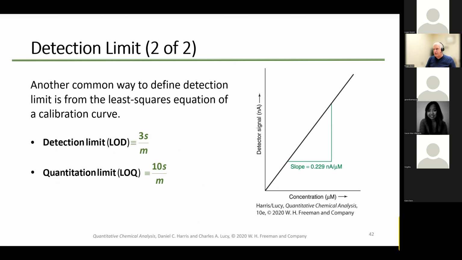For quantifying a signal, if you get something right at 3, then you say, we believe we've detected something, but we don't know how much. This is pretty conservative. And until you get up to 10 standard deviations, you generally are not supposed to quote the actual value.